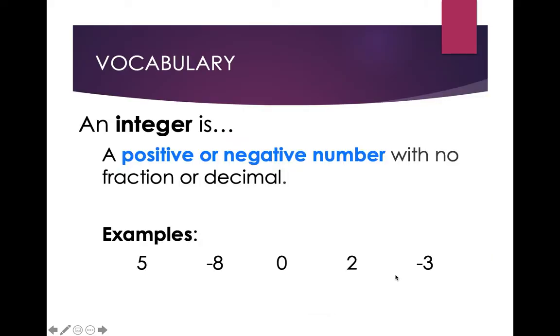An integer is a positive or negative number with no fraction or decimal. For example, 5, -8, 0, 2, or -3. As long as there are no fractions or decimals, the number is considered an integer.